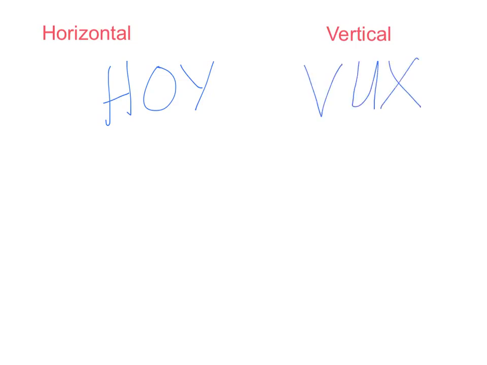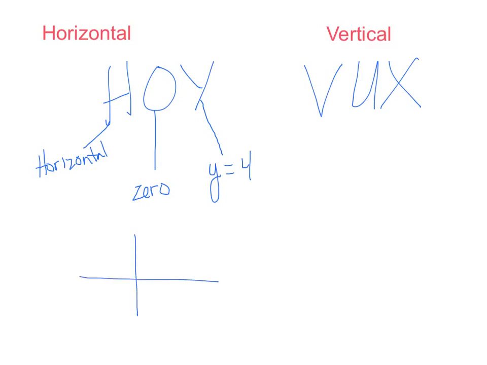Hoy-Vux. Okay, the H stands for horizontal. So I know that if I have a horizontal line, the slope actually is 0. And their equations only have y's in them. So it's going to be a horizontal line. It's going to look something like y equals, I don't know, y equals 4. And that's what your equation looks like, which means that you're going to have a horizontal line, and it's going to cross the y-axis at 4. So it's going to come right through there. It's going to look like that.